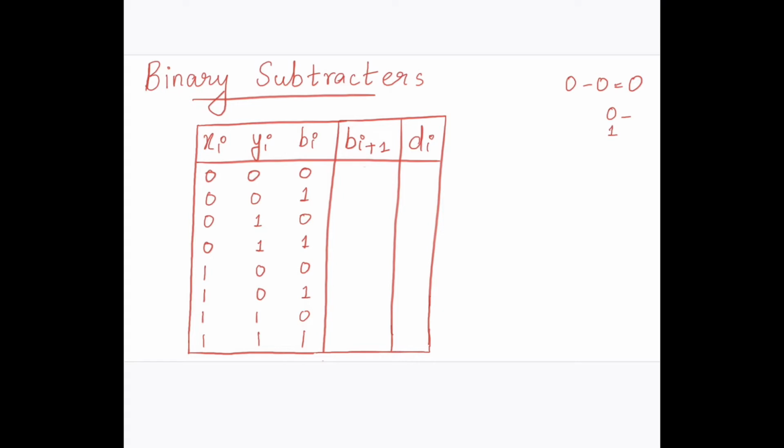0 minus 1 means one borrow has to be taken. So this is the borrow. This 0 is equivalent to 2, so 2 minus 1 will be equal to 1. So you have a borrow 1 and the result will be 1. Then 1 minus 0 is equal to 1 and 1 minus 1 is equal to 0.